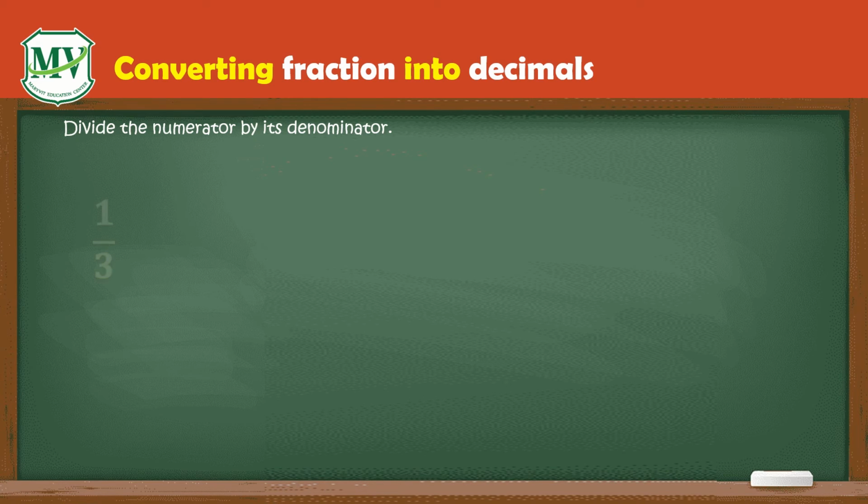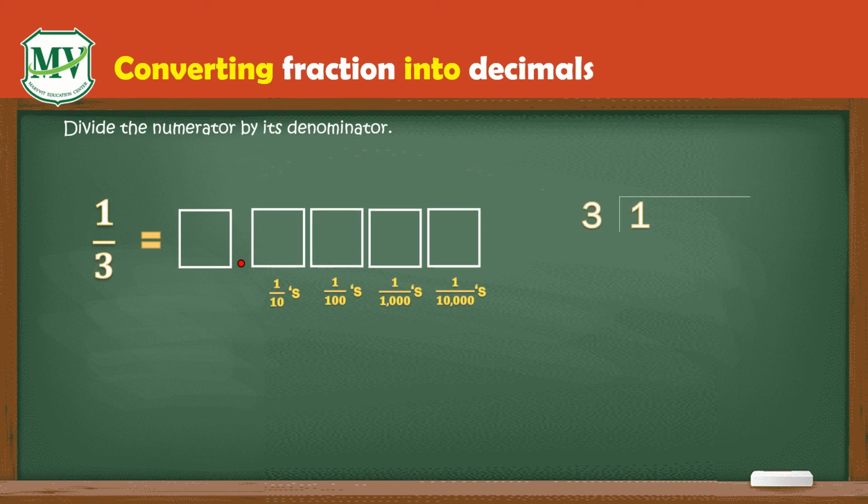More examples. 1/3. Divide 1 by 3. Add a point and a 0 to 1. Now we have 10 divided by 3 equals 3. Write a point, then the number 3. 3 times 3 is 9. 10 minus 9 is 1. Now we have a remainder, so we will add another 0. Bring down 0, we will have 10. 10 divided by 3 is 3. 3 times 3 is 9. 10 minus 9 is 1.